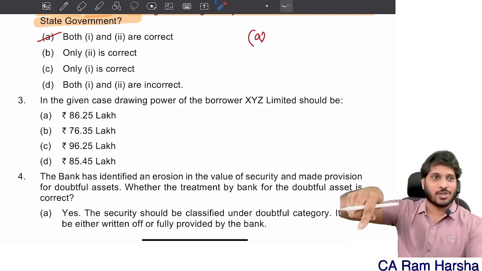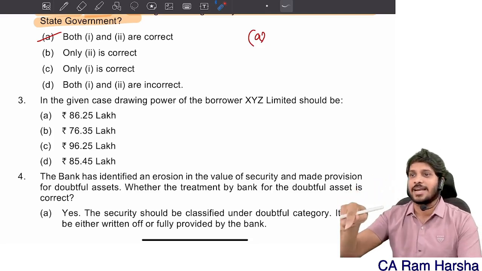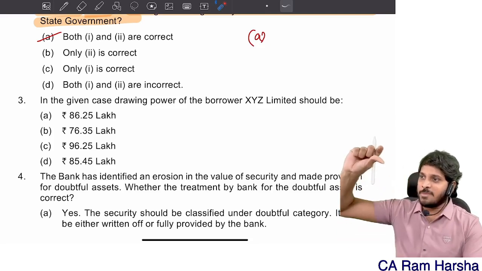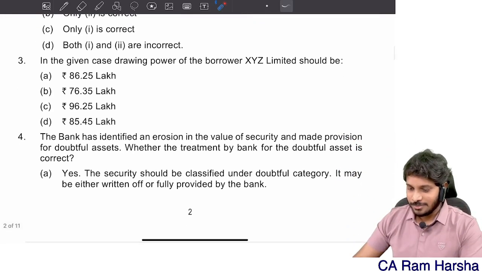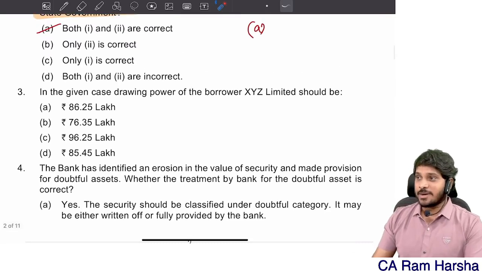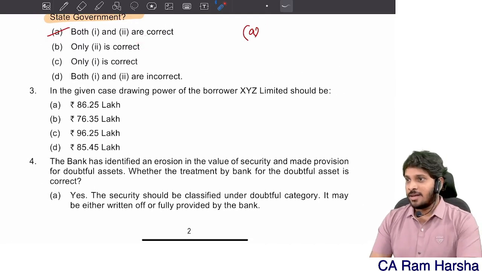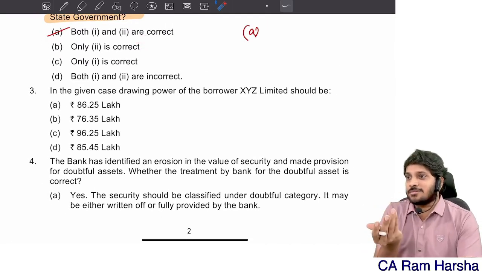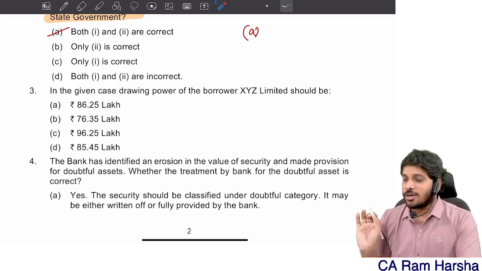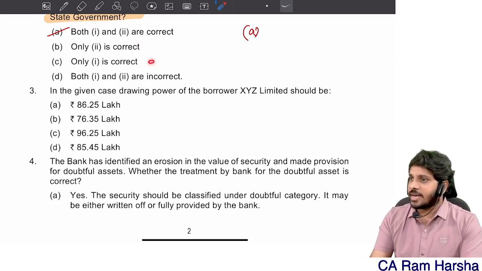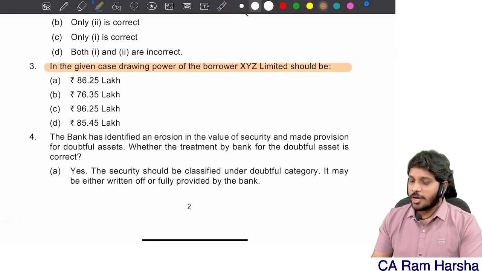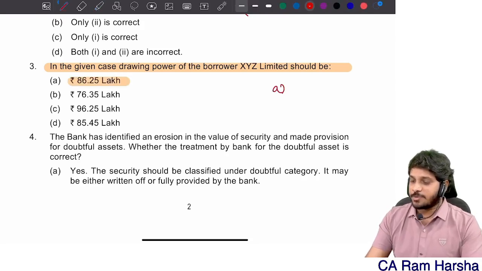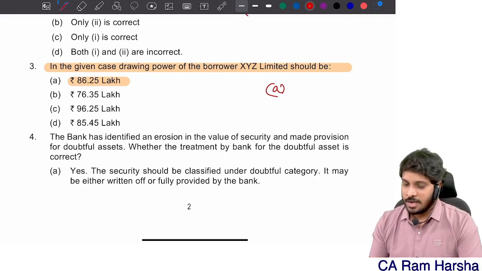Either the question is wrong, where they are supposed to give more than 90 days. In such a case, statement 1 is right, statement 2 is wrong. You're getting it? See, for me, I will never interpret my logic based on the answer given. I will interpret my logic based on the provision. Sometimes the answer might be wrong. So we'll see which answer they gave here. I'm not sure. We'll see later. Next. In the given case, drawing power we already computed, 86.25, option A. Correct? Next.